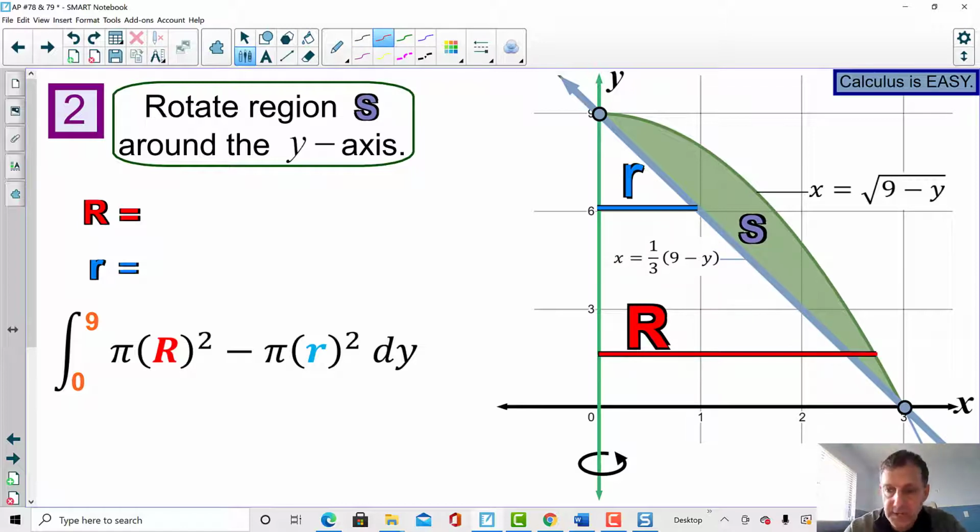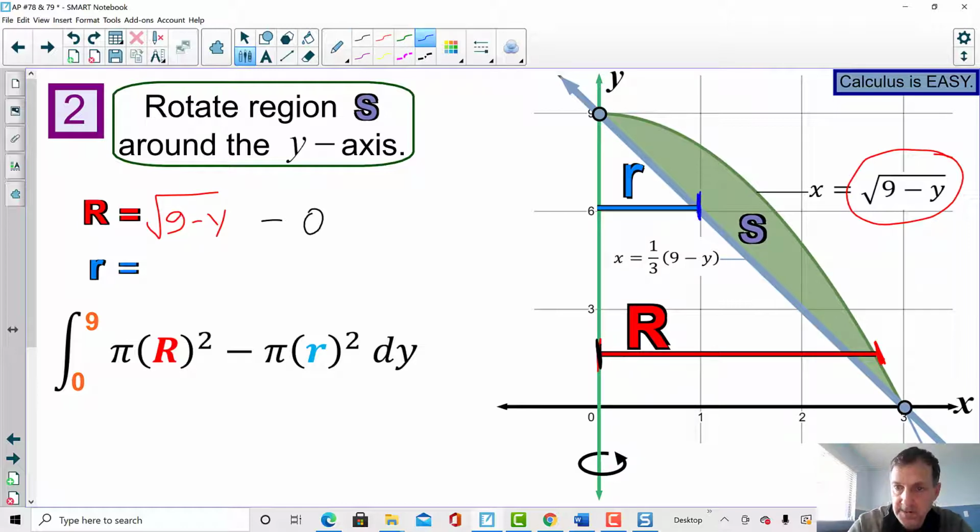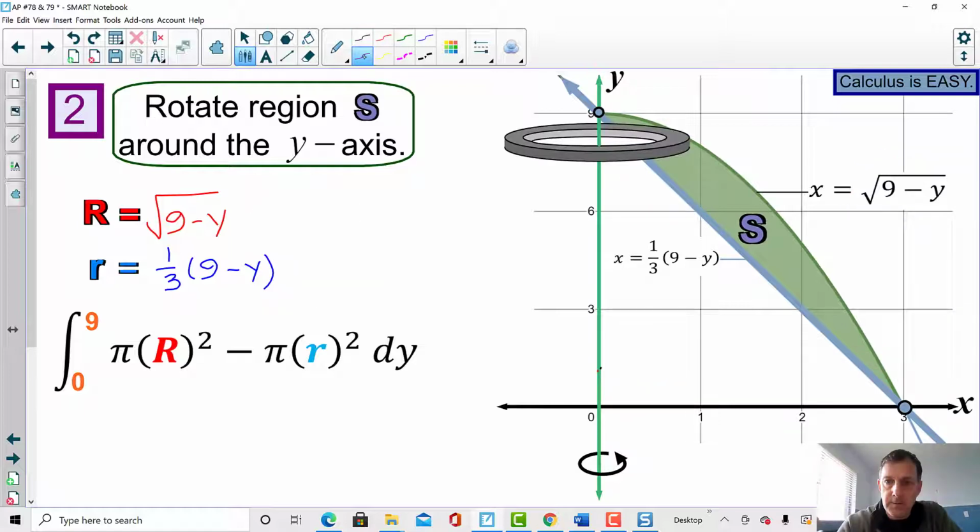And now we can do our big R. It's going to be right minus left. The right is going to be square root of 9 minus y, and the left is just going to be 0. For the little radius, the right is going to be 1/3 (9 minus y), and the left is also just going to be 0. So we don't need to put the minus 0.